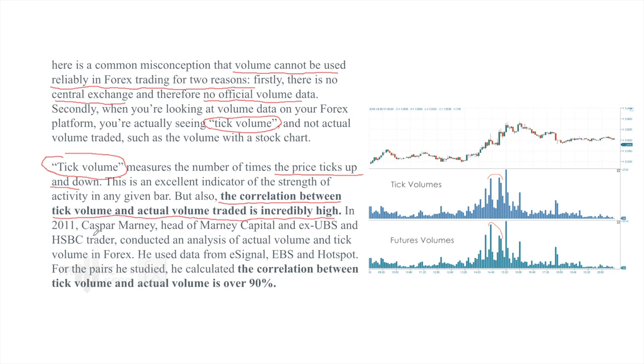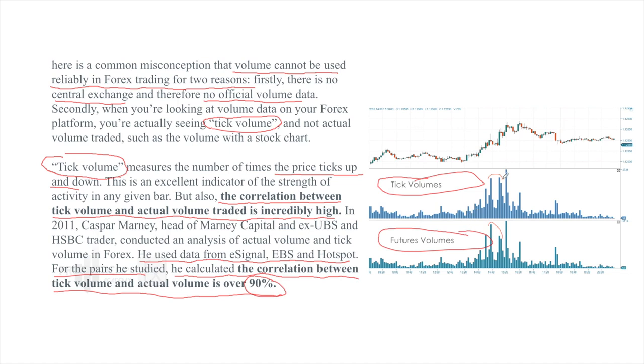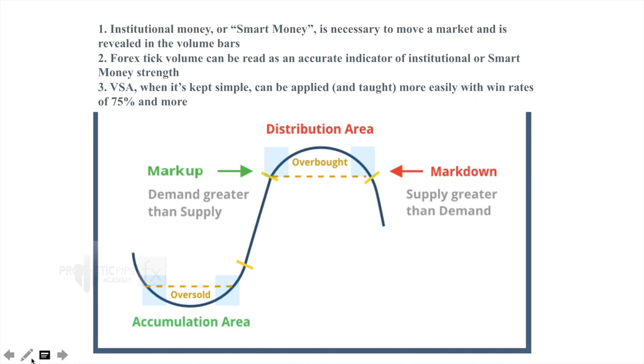In 2012, Casper Marney, head of Marney Capital and an UBS and HSBC trader, conducted an analysis of actual volume and tick volume in forex, and here's what he concluded. He used data from eSignal, EBS, and Hotspot for the pairs that he studied, and watch what would happen. He calculated that the correlation between tick volume and actual volume is over 90%. And you can see right here, the volume in futures and in stocks correlates so well with tick volume, and so tick volume is absolutely important.